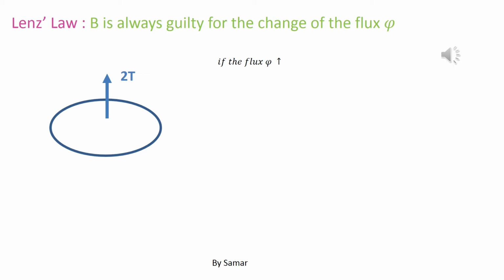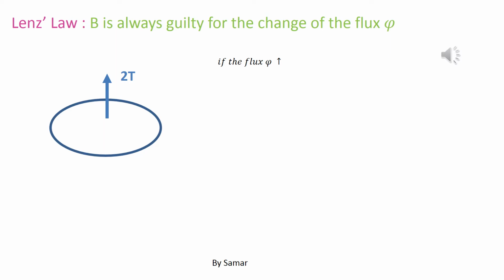Now remember that Lenz's law is here to help you find the direction of the current induced by the change of the flux of the magnetic field. To find the direction of I, Lenz always blames the magnetic field for the change of the magnetic flux. So even if the surface area got bigger, I always put the blame on B.